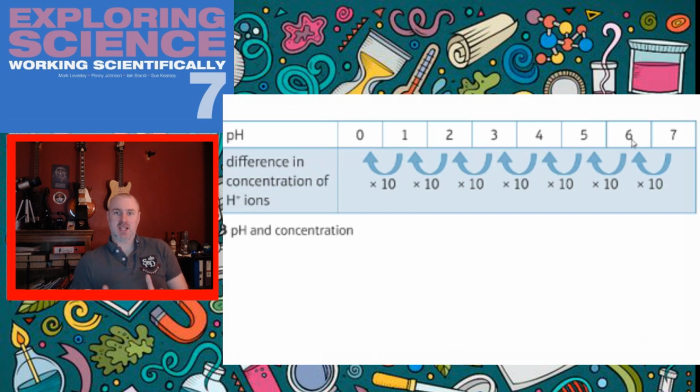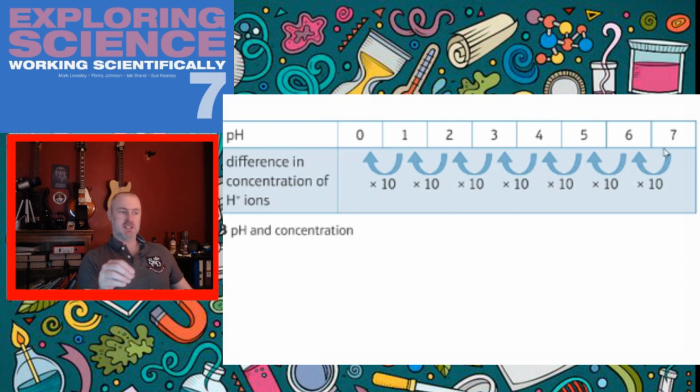It's a logarithmic scale. Okay, what that means is pH 5 is actually 100 times more concentrated than pH 7, which is practically neutral, isn't it? Or it is neutral. pH 4 is going to be 100 times more concentrated than pH 6, or 1,000 times more concentrated than pH 7.